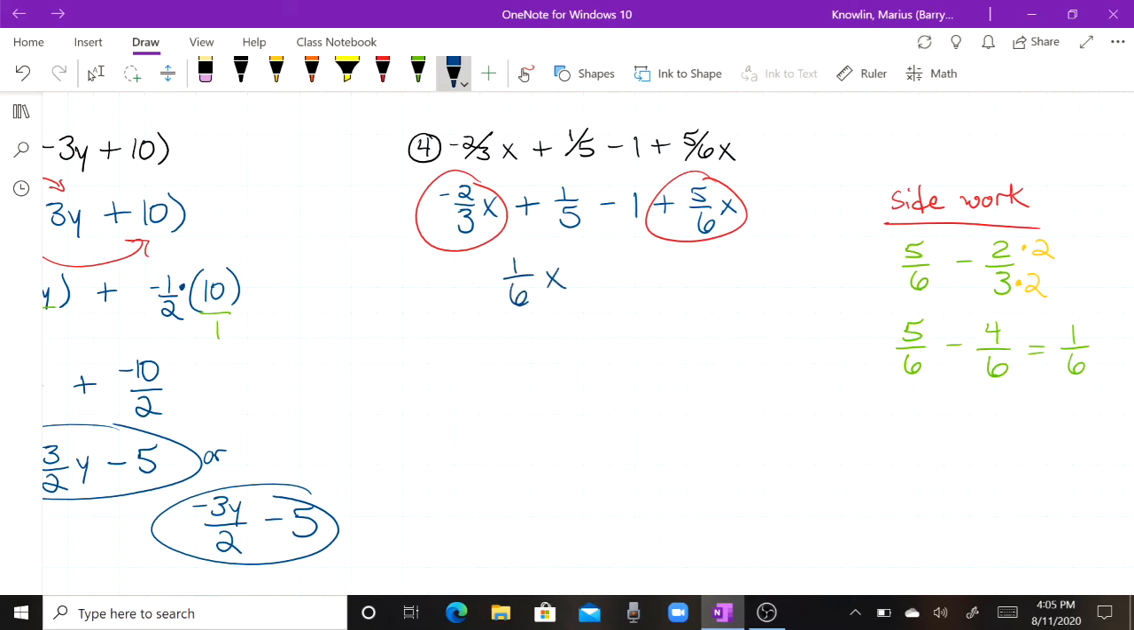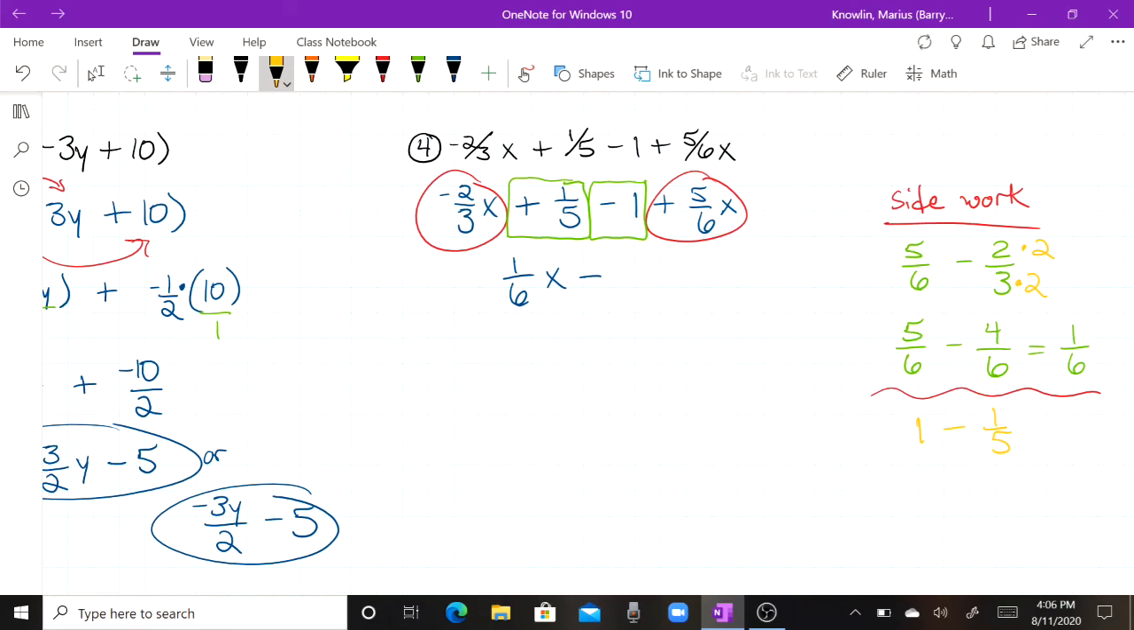All right. Now I have to combine my other like terms, my constants. I have a positive 1/5 and I have a negative 1. Again, we need to do a little side work. Their signs are different, so we're going to subtract. The bigger number is the negative 1, so I know the sign is going to be negative. But let's go ahead and subtract to figure out what the fraction will be. So I'm really doing 1 minus 1/5.